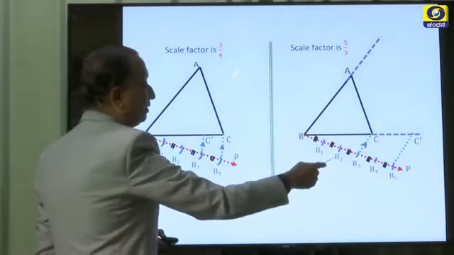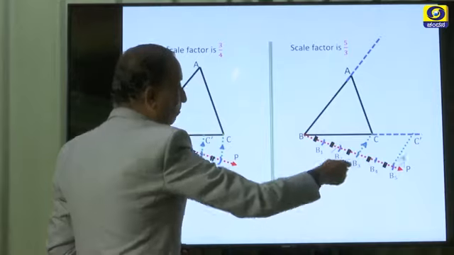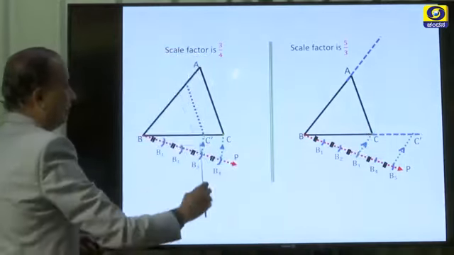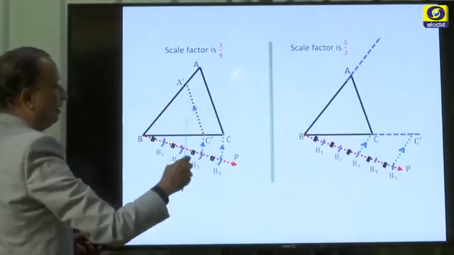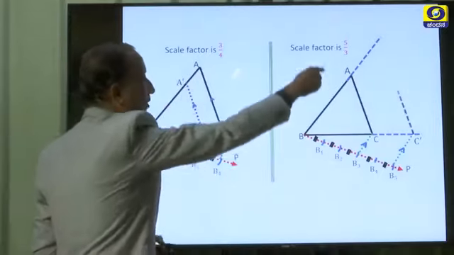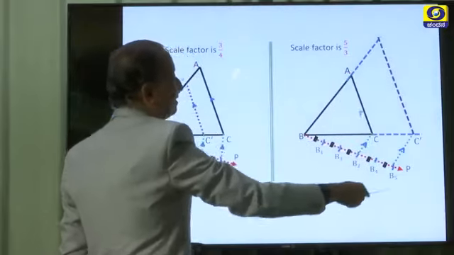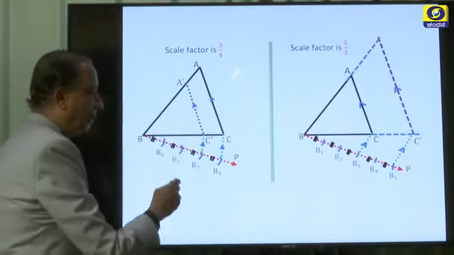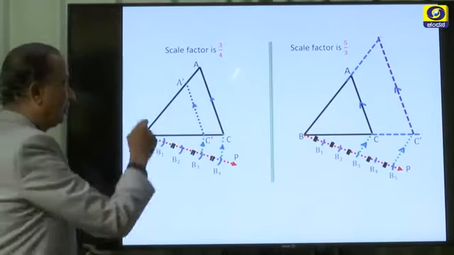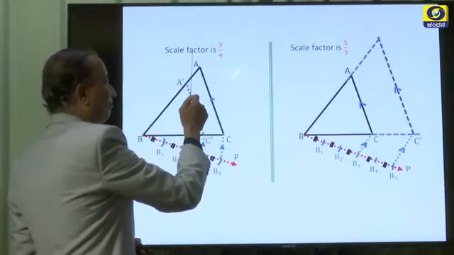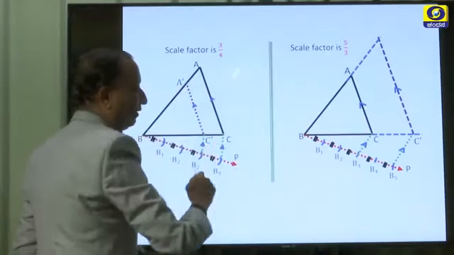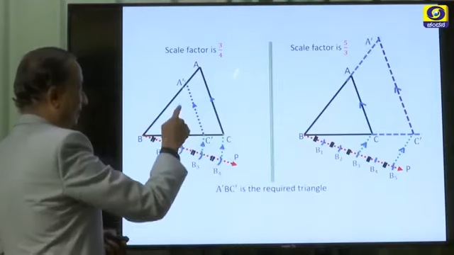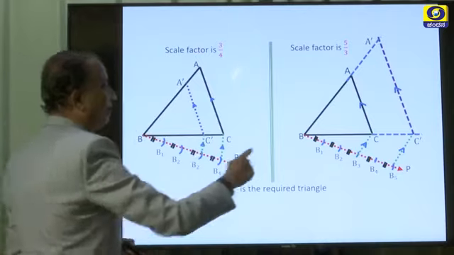Now, draw a line C dash P parallel to CB3, call it C dash. Now, draw this line A dash C parallel to AC, and here draw a line like this, A dash C dash parallel to AC. So, have a comparison and try to do this in the examination. Read the question carefully whether the scale factor is less than 1 or greater than 1, and accordingly please complete this problem. In both the cases, A dash B C dash is our required triangle.